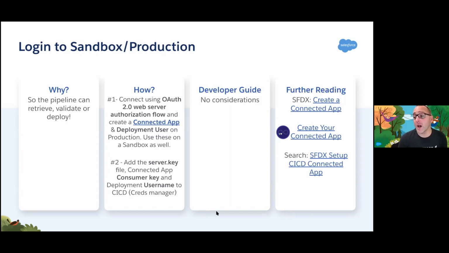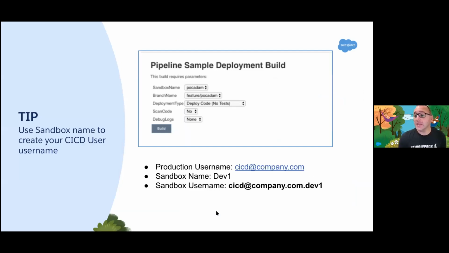On the right-hand side, you'll see a few modules on how to create that connected app and connect your CI/CD software to your sandbox or production. And another tip: you can create a deployment user in production. When you create a sandbox, that deployment user is copied over to that sandbox with the username suffixed by the sandbox name. So if I created a sandbox dev1, I would have a deployment user, cicd@company.com.dev1. And that's really cool.